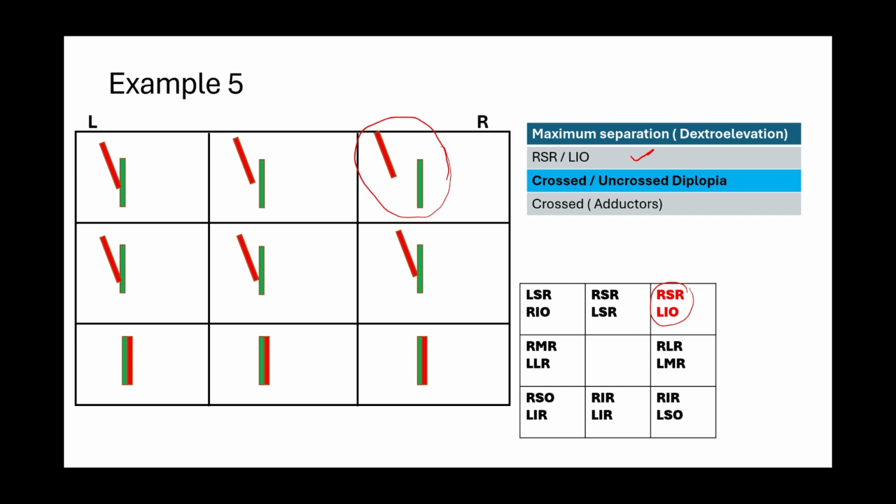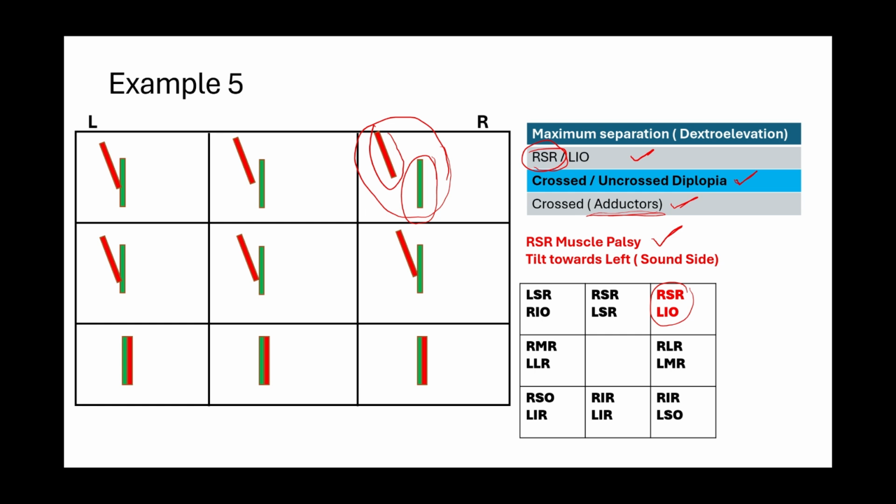Next, whether it is crossed or uncrossed. Here the right image, the red image, is towards the left side, and the green image, which belongs to the left eye, is on the right side. So it is a crossed diplopia. What are the causes of crossed diplopia? The adductors are the causes of crossed diplopia, and we know that vertical recti are adductors. So here the right superior rectus is most probably the culprit. Let's see whether our answer is right. Yes, it is the right superior rectus muscle palsy.